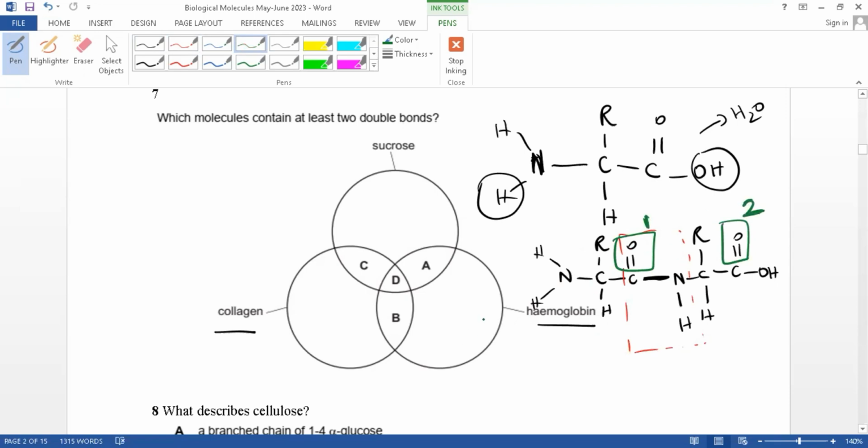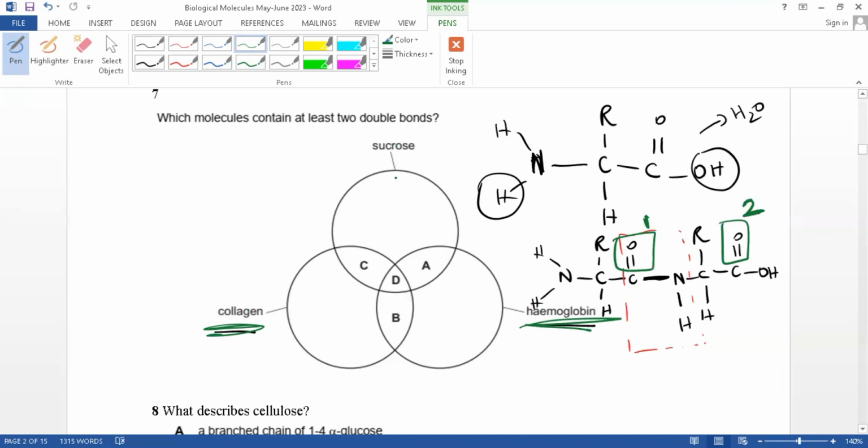So you can see that hemoglobin and collagen are huge proteinaceous structures made up of so many amino acids. If within two amino acids there are two double bonds, then in hemoglobin and collagen, when there are so many amino acids, there will be a lot of double bonds. So these two are obviously correct.